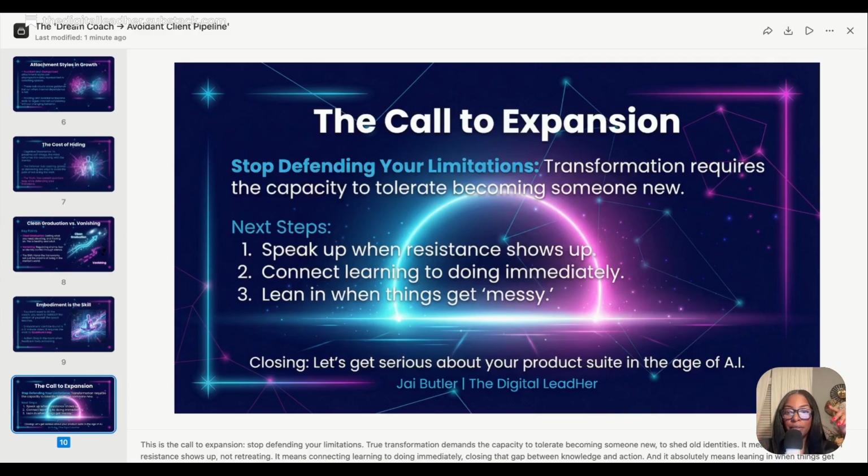Transformation requires the capacity to tolerate becoming someone new. You have to expand. You have to tolerate the ugly to get to the next level. You just do. Speak up when resistance shows up in you. It happens. I'm feeling some resistance. I'm feeling some hesitation. I'm feeling a block here. Okay, let's talk about it.